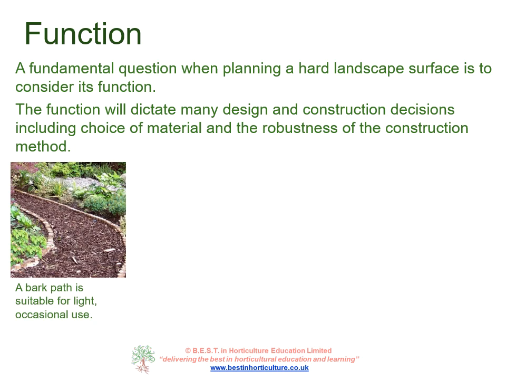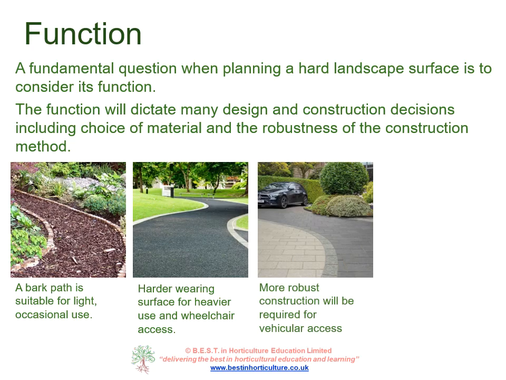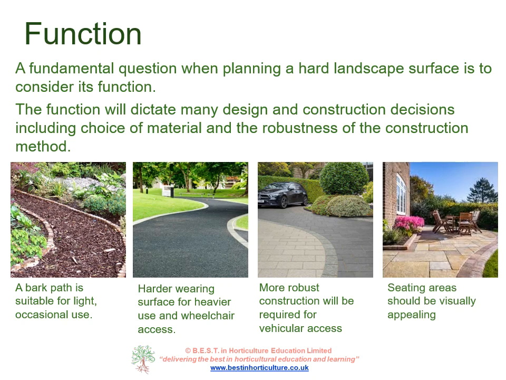So for some examples, in a garden situation, a bark path is suitable for light occasional use, but wouldn't be suitable for any more heavy traffic or for anyone using a wheelchair or trying to push a pushchair along it. In those sort of situations, a harder wearing surface would be needed, such as can be shown here with a tarmac path. More robust construction still will be needed if we require vehicular access. And for seating areas and other areas of leisure in a garden, these should be visually appealing, as well as of generous proportion.